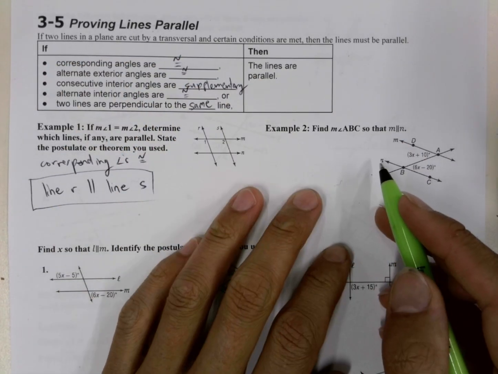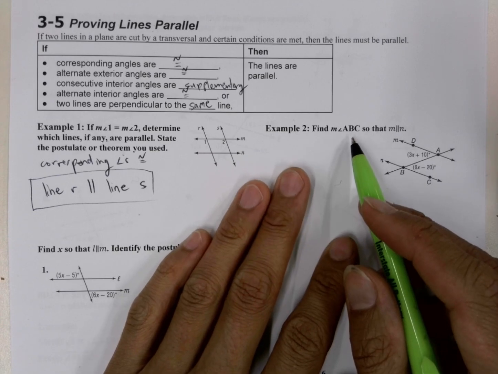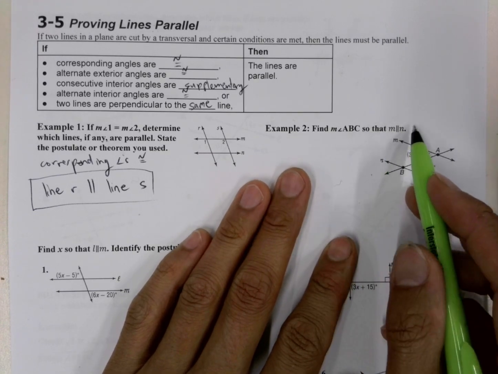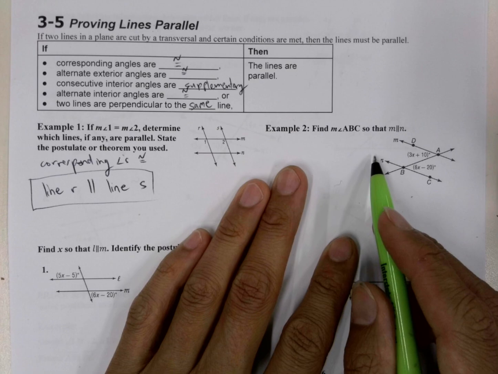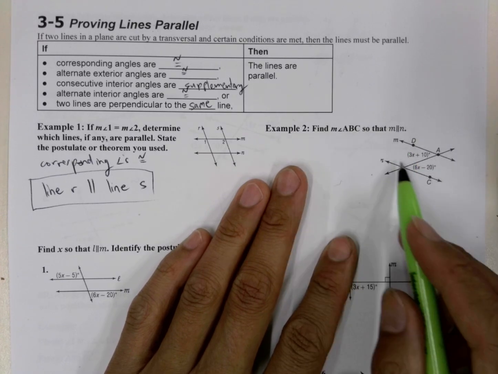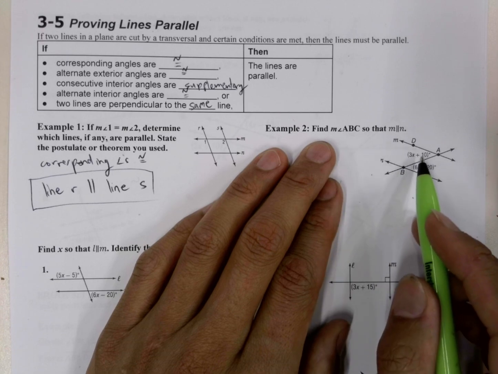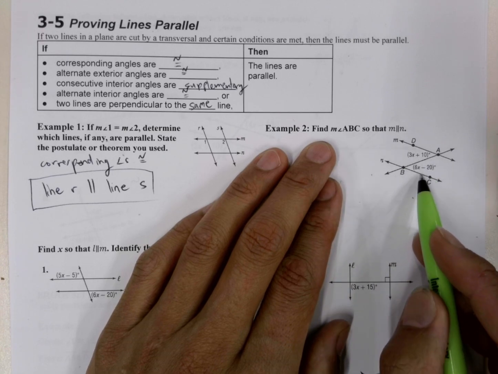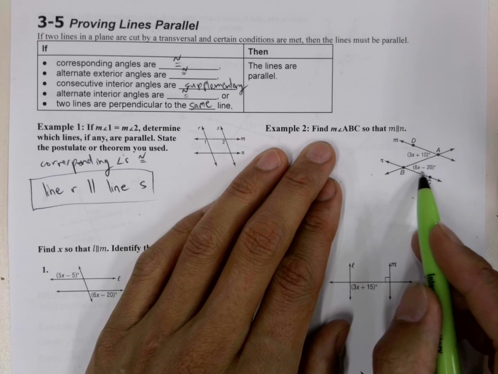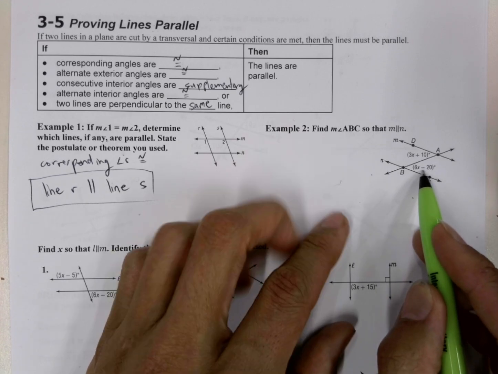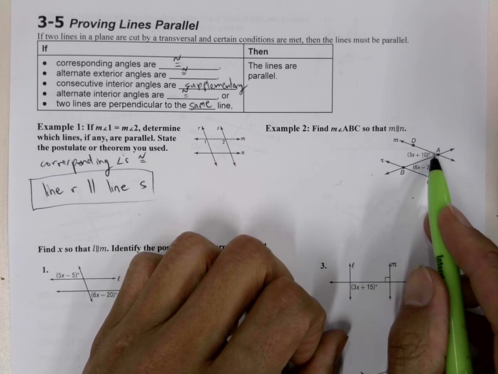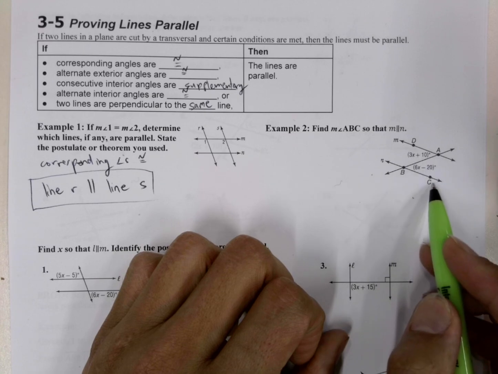Alright, so here we have example 2, and we're given that M and N are parallel. So here's N, here's M, they're both parallel. And now we want to find angle ABC. So we want to find this angle for which we have an expression. Right? So how can we find the measure of ABC? How can we do it?